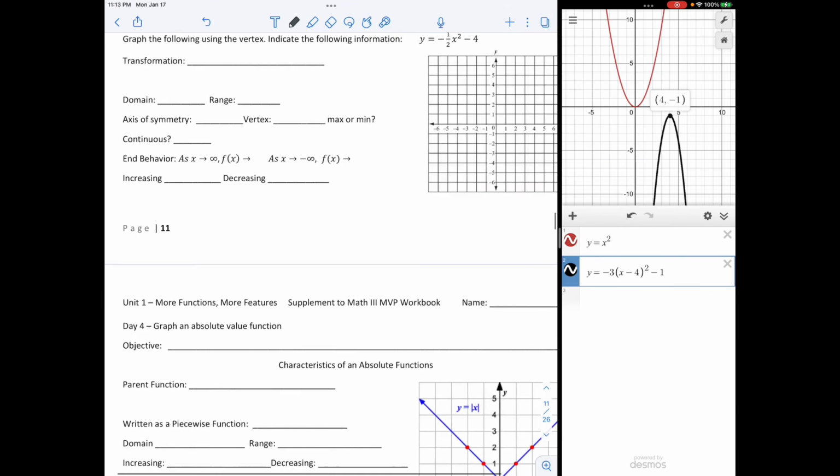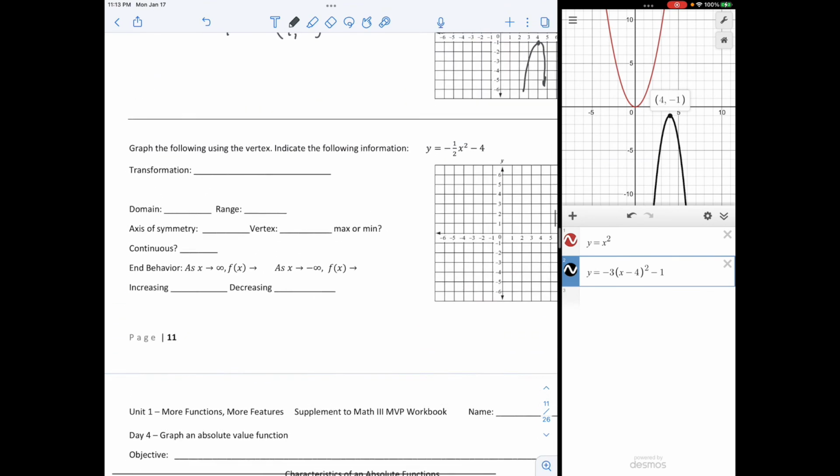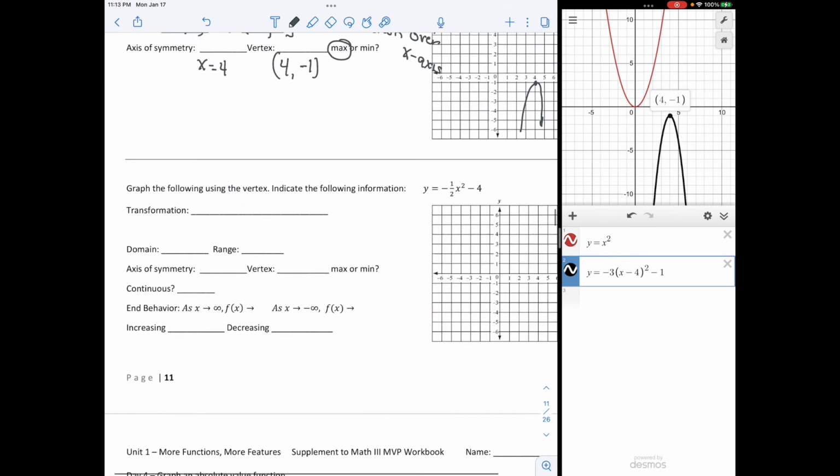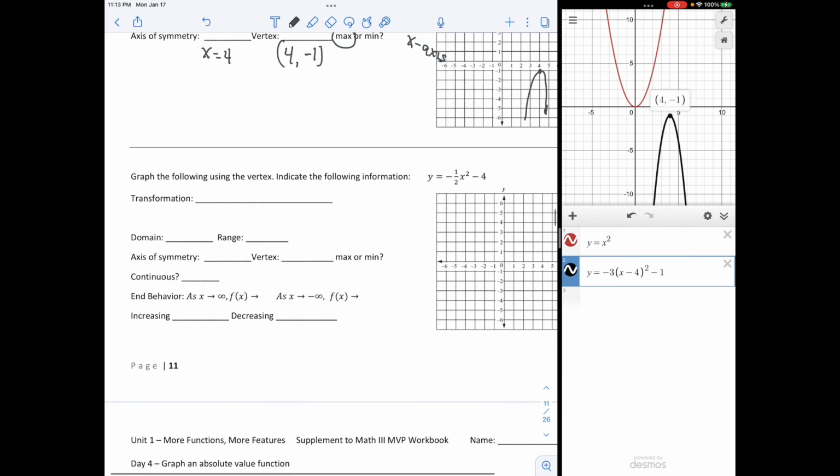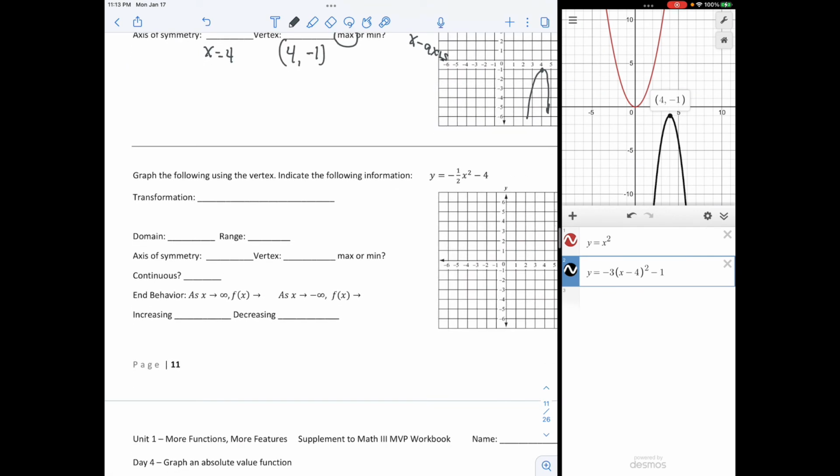Let's do one more together. Again, I'm going to ask you to pause the video, and I want you to figure out the transformation. Try to figure it out without graphing it, and then graph it and see if your suspicions are true. So remember, this is going to look like y is equal to -1/2 x minus 0 squared minus 4. So pause the video and do the transformation without graphing it first.